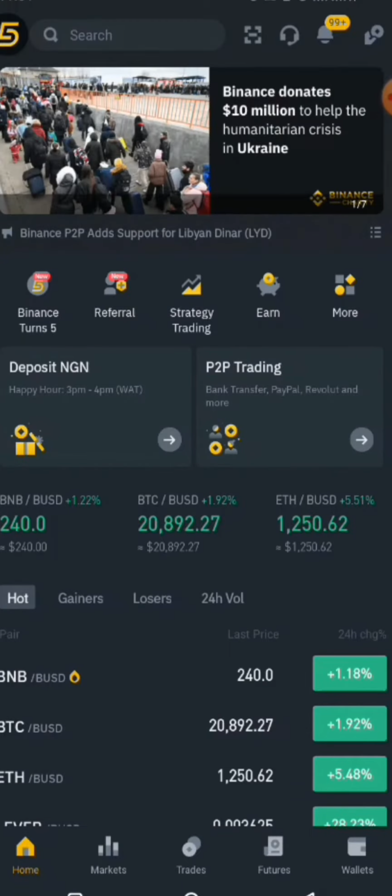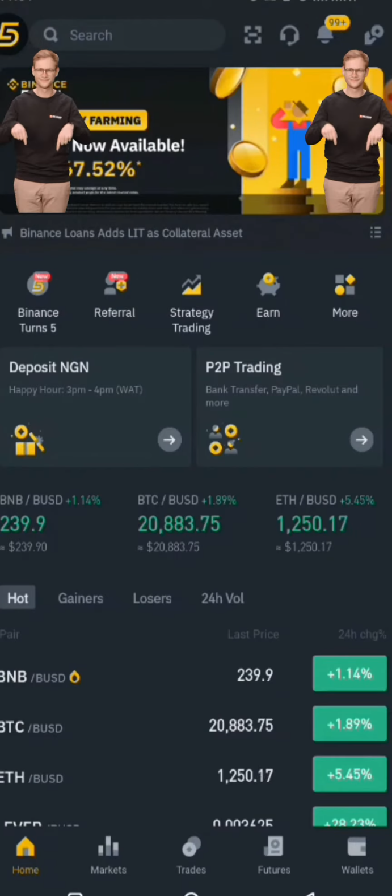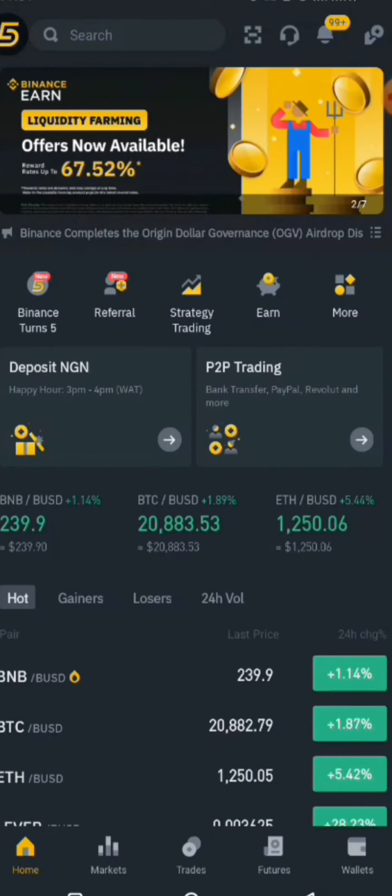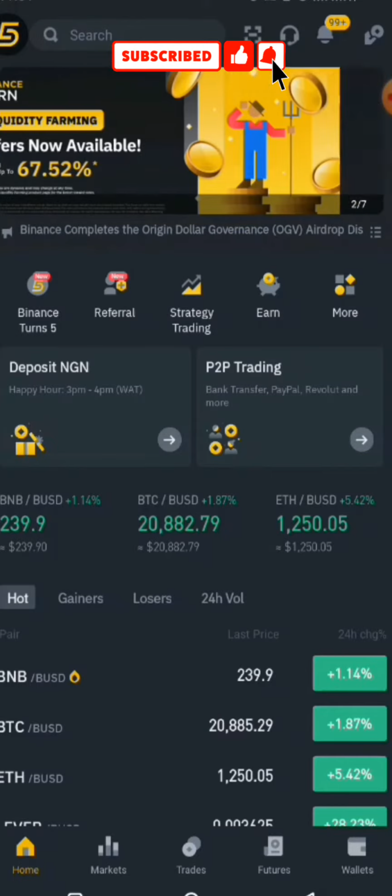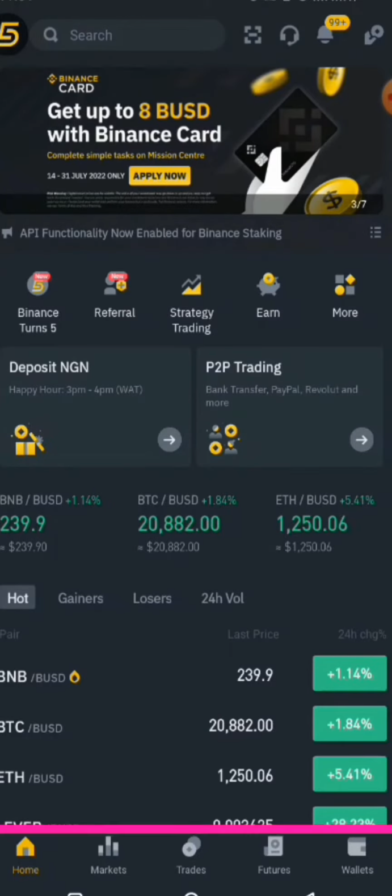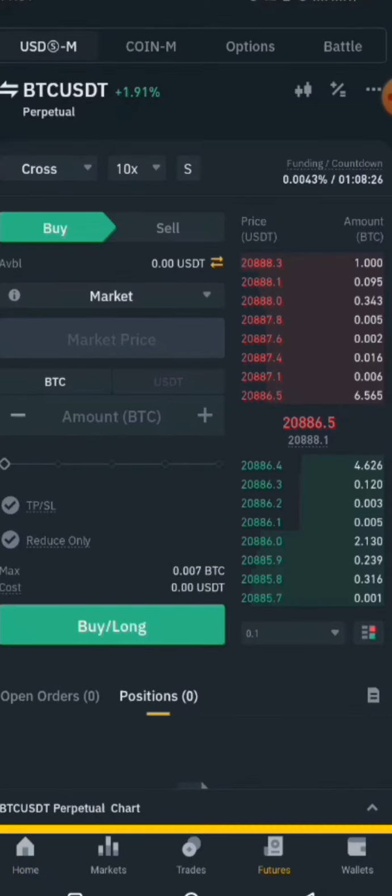So all you have to do is to create an account on Binance using the link in the description, and after you sign up, you head over to your Binance app. You can see the home, the markets, trades and futures. So we tap on the futures.